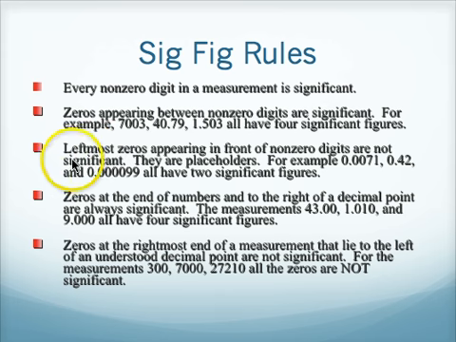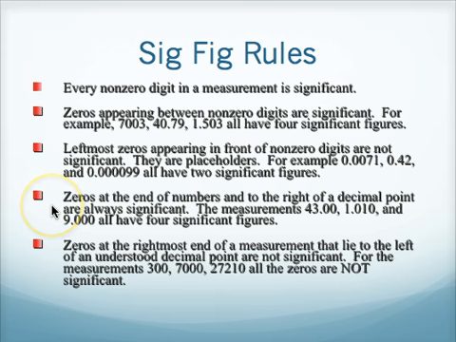The next rule has to do with zeros that are placeholders. When you have zeros to the left of a number, for example 0.0071, those are just placeholder zeros. Those zeros to the left don't count as significant. So in this example, just the 7 and the 1 are significant, so this contains only 2 significant digits. The number 0.42, the zeros appear to the left of the number, so they are not significant. 0.000099, again, the zeros are to the left of the number. They serve as placeholders. They are not significant. So all 3 of those numbers only have 2 significant digits.